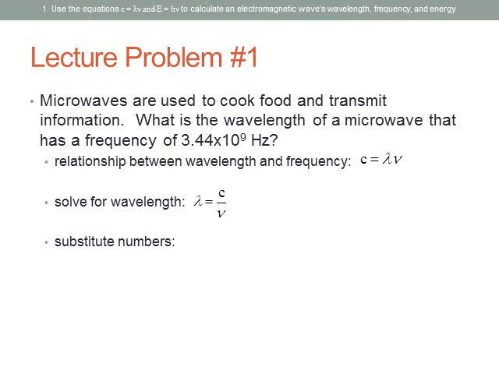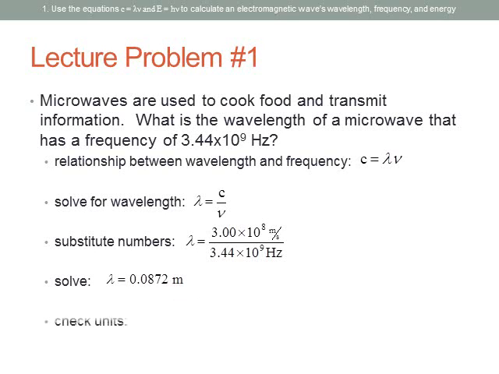Now I can simply substitute in my numbers. So looking back up at the problem, I can see that the frequency is 3.44 times 10 to the 9th hertz. And then c, that's a constant. Again, you don't need to memorize that. I'll always give that to you. That's 3.00 times 10 to the 8th meters per second divided by the frequency that's given to us. And now we can just solve it, plug it in your calculator, and you will get 0.0872 meters.